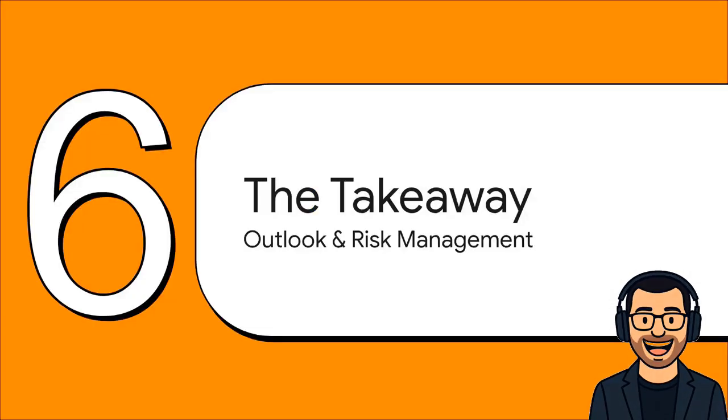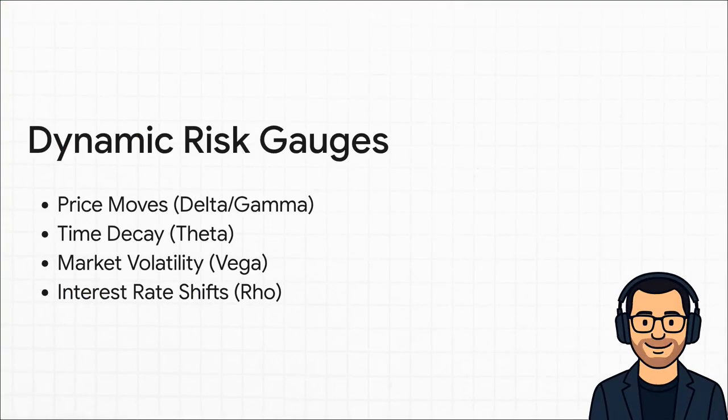So let's bring it all home. What's the big takeaway here? How do we use these Greeks to not just manage risk, but also understand what's happening in the market? Remember, the Greeks are your dynamic risk gauges. They tell you about price moves with delta and gamma, they warn you about time decay with theta, they prepare you for market volatility with Vega, and they even clue you in on interest rate shifts with Rho. They aren't a crystal ball for predicting profits, they're all about understanding and managing your exposure.